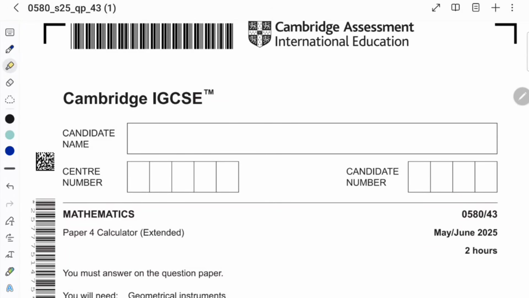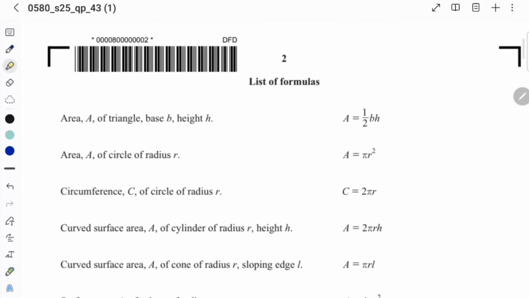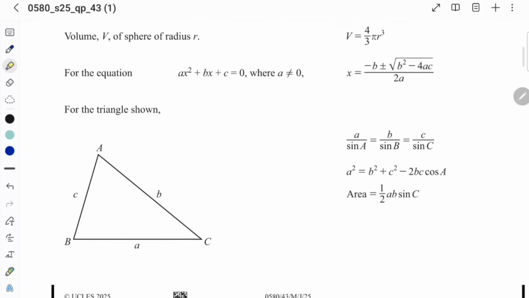In this video, we'll go through the Cambridge IGCSE mathematics paper. This is paper 430580, Paper 43, May June 2025. It is an extended paper, the marks are 100, and the timing is 2 hours. A formula sheet will be given. So let's get started with the questions step by step.